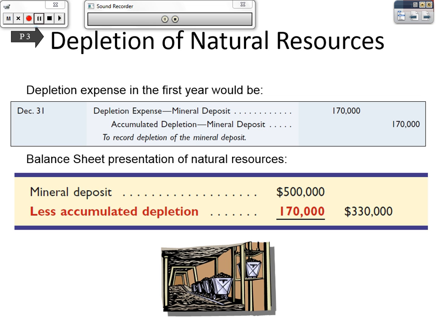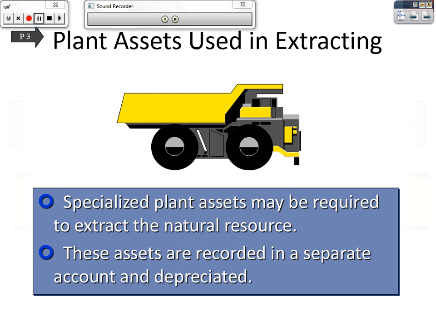So this is how they show you how that depletion is recorded. You've got a debit to depletion expense for 170,000, and then a credit to what? Accumulated depletion, mineral deposit, 170,000. And then we also have to subtract that from the beginning book value. The value of that mineral deposit was 500,000, less our accumulated depletion of 170,000 gives us a new book value of what? 330,000.